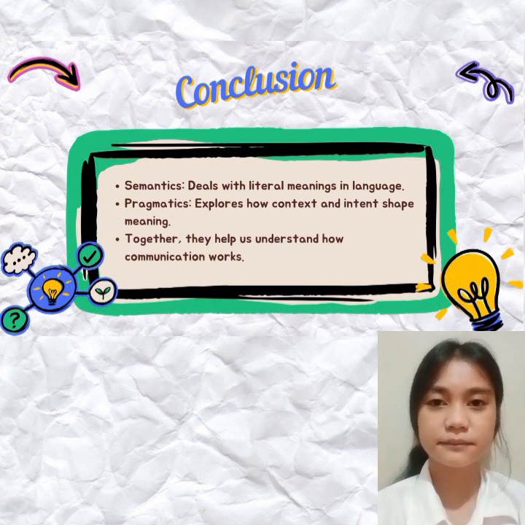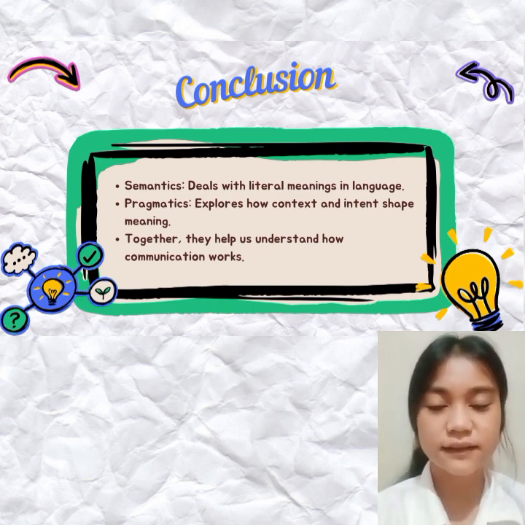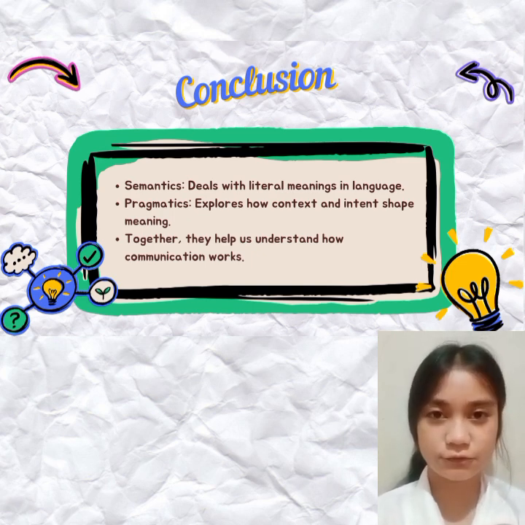In conclusion, semantics and pragmatics are two branches of linguistics that help us understand human communication. Semantics studies the literal meaning of language, while pragmatics focuses on how context influences meaning. Both complement each other and are important for understanding how language works.